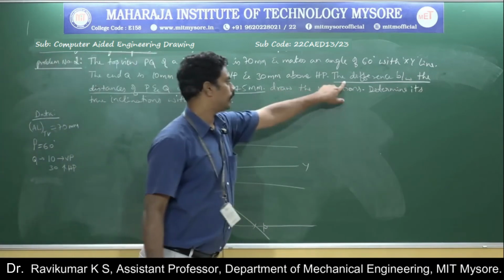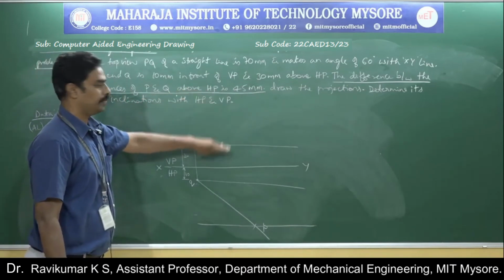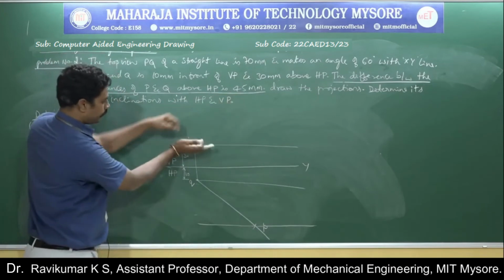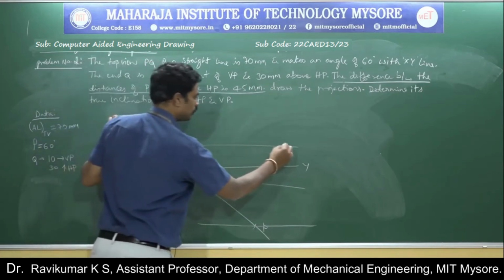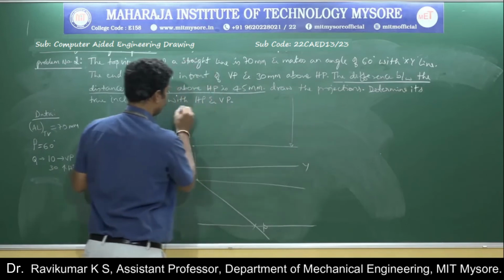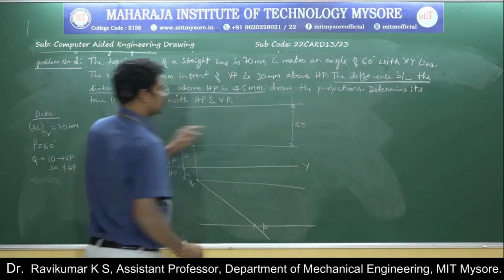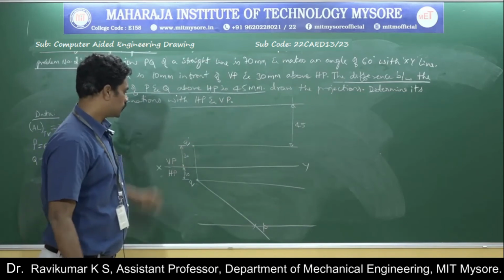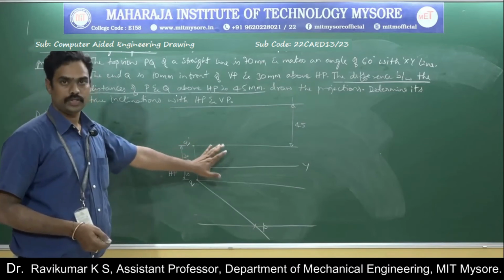Coming to this one, the difference between the distances of P and Q above HP, that means above the XY line, is 45 mm. So Q point is here. The distance between Q and P is 45, it is given. So just measure 45 mm distance from this line. This will be the locus of P. This is Q dash. So with the given data, I have ended up with this.